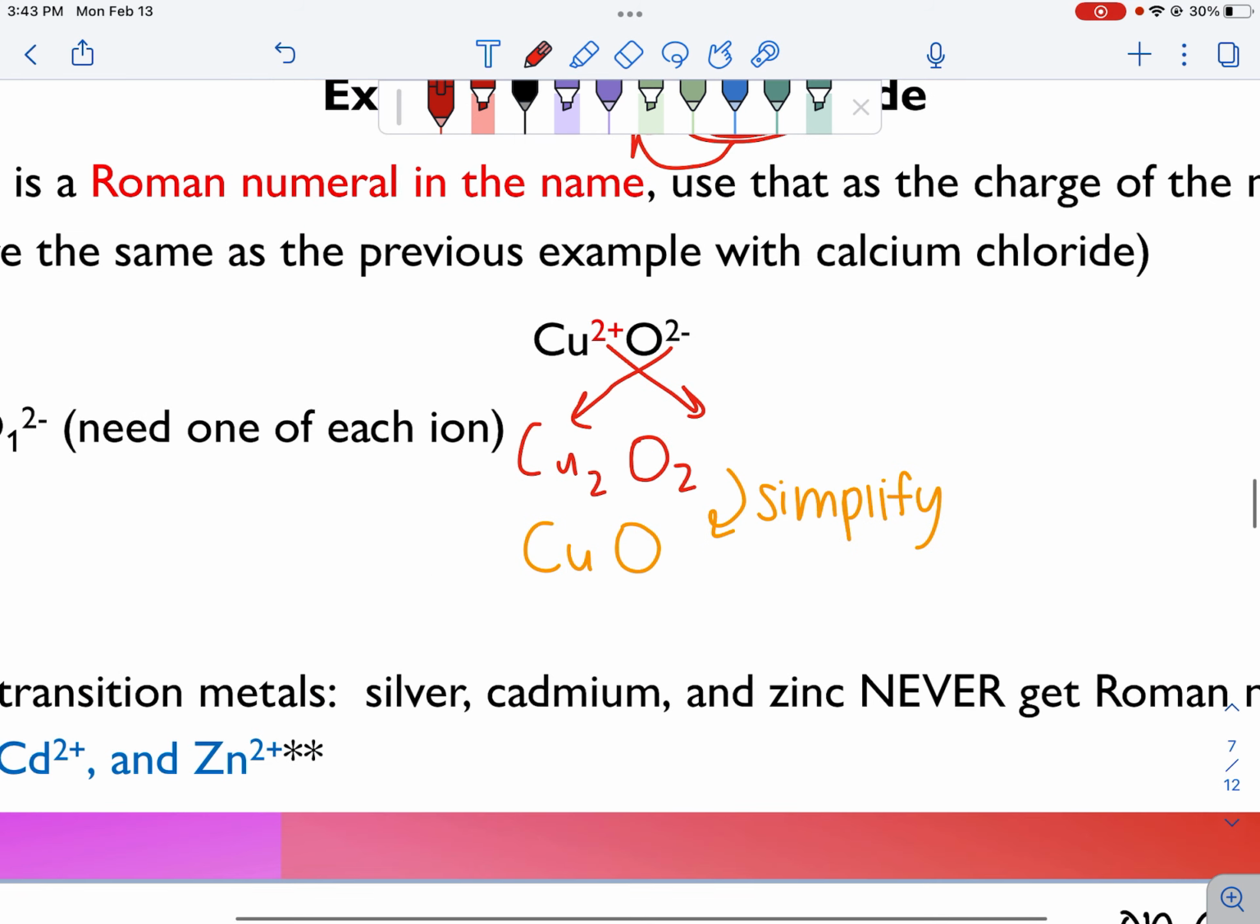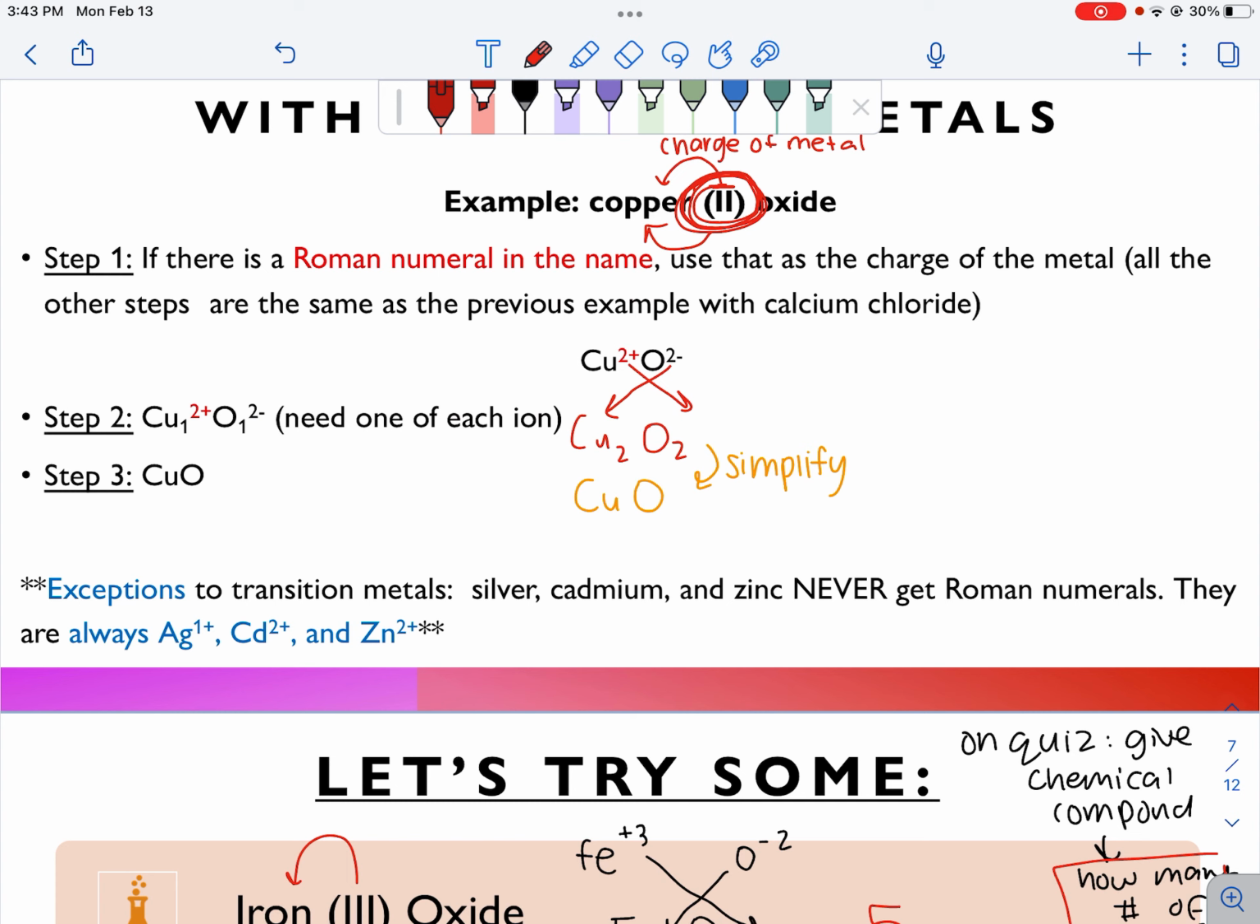And if we cross them over, we get Cu2 and O2. So 2 goes to this side and 2 goes to this side, right? But since they're both 2s and they're both divisible by each other, it just becomes CuO.